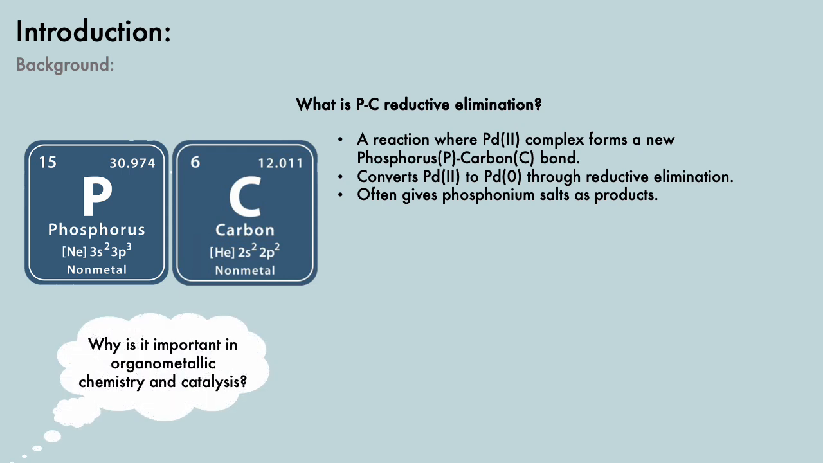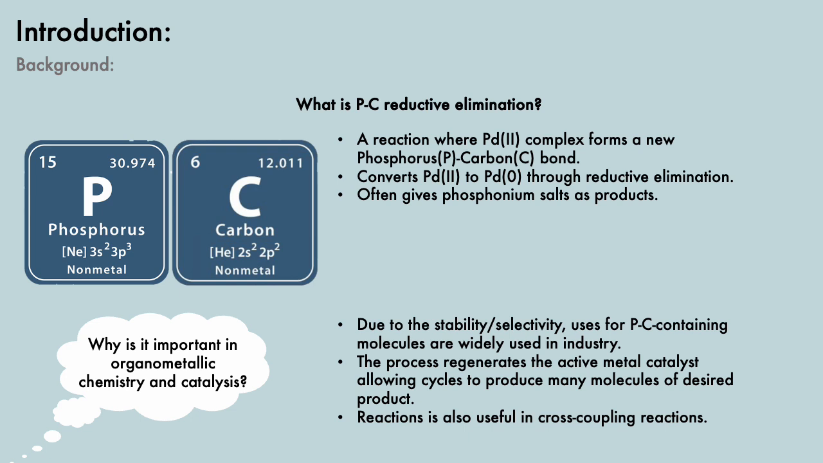Why is it important in organometallic chemistry and catalysis? Due to their stability and selectivity, PC-containing molecules are widely used in industry. Industry applications include catalysis, where you can modify the activity of metal catalysts, enabling efficient chemical transformations. In material science, organophosphorus compounds are used for flame retardants, polymers, and advanced materials. It's also valuable in the synthesis of complex organic molecules. And finally, in biochemistry, enzyme inhibition and signal transduction are some applications.